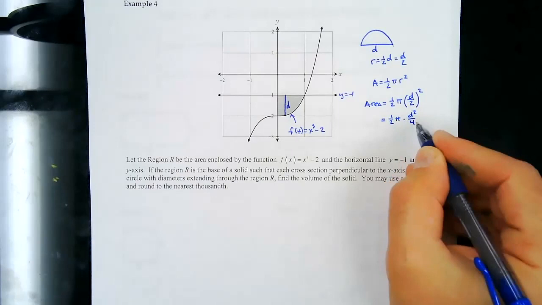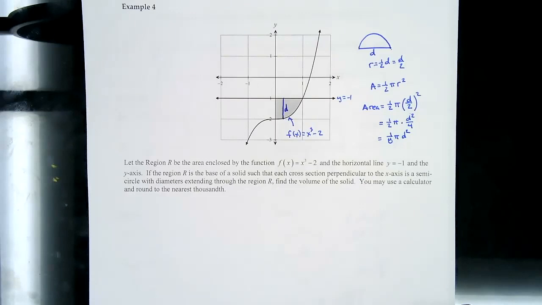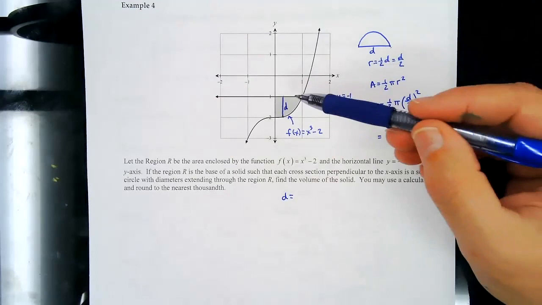So this actually could become 1/8 pi d squared. So then that means we need to get d, right? And I'm going to come down here to write my d. My d is going to be the top curve, which is -1, minus the bottom curve, which is x cubed minus 2.